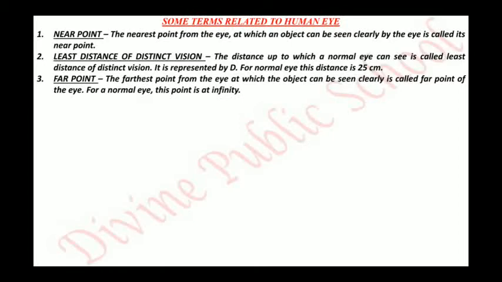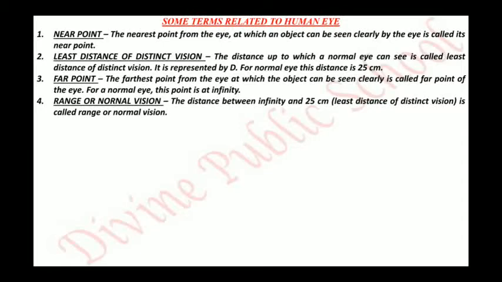The next thing is range of normal vision. The distance between infinity and 25 centimeter, meaning the range through which we can see, is called the range of normal vision.